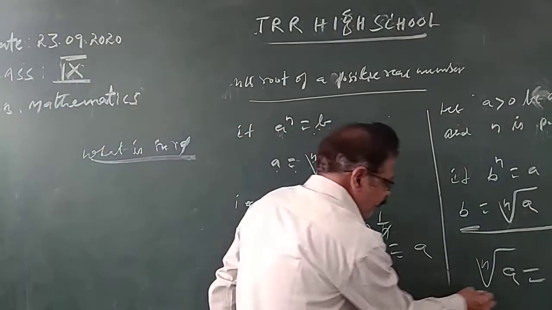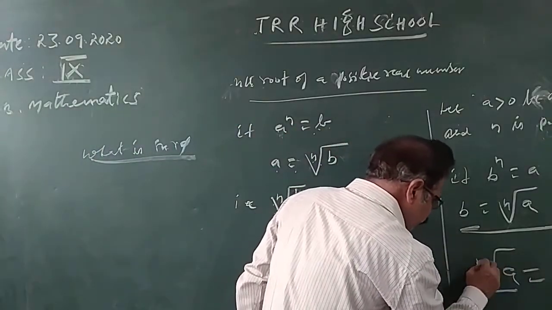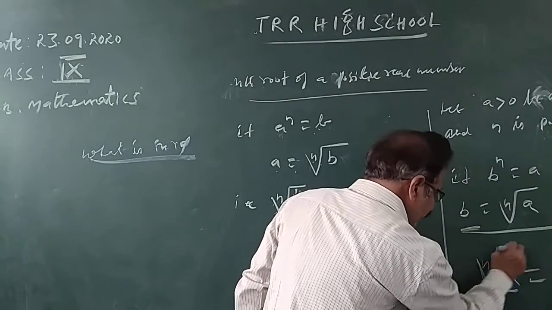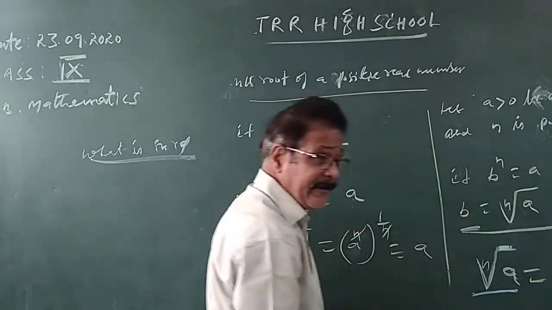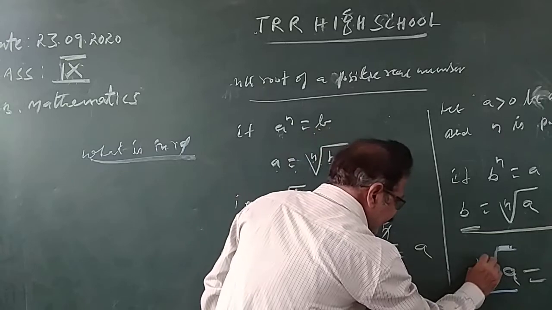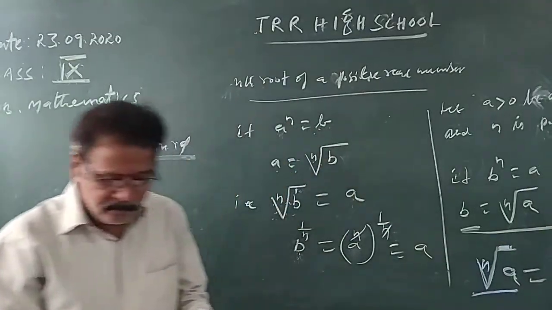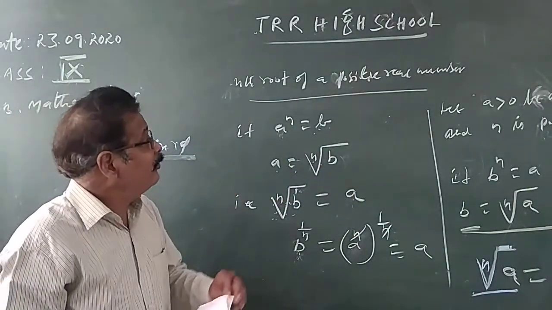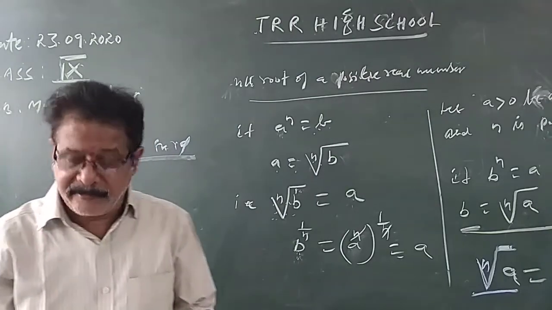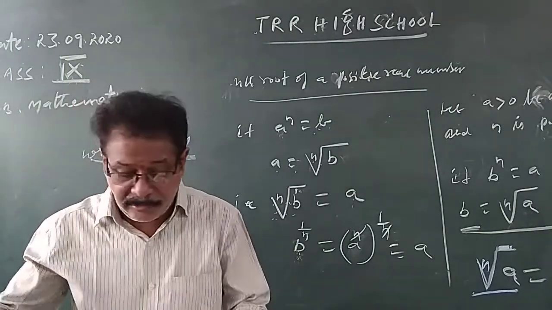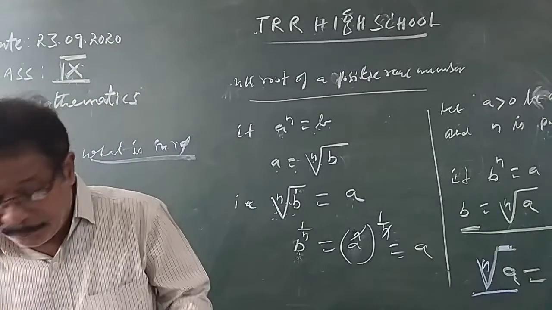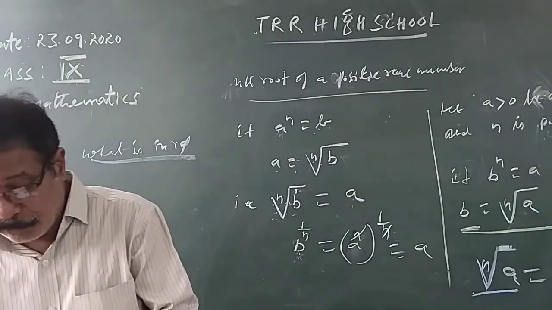So this is the radical form. In this radical form, the nth root of a, a is called the radicand. N is called the order. So what is the nth root of a positive real number? The nth root of a positive real number is called a surd.